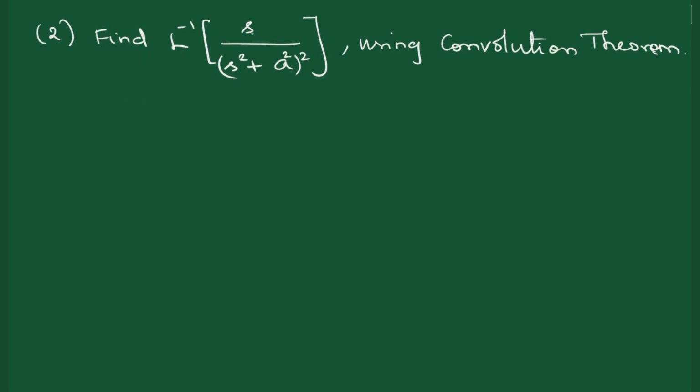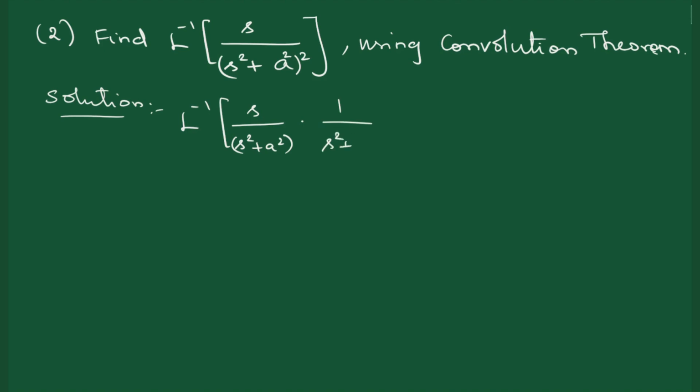Find L inverse of s by (s square plus a square) the whole square using the convolution theorem. So first let us split the function as a product of two terms. One term is s by s square plus a square, and another term is 1 by s square plus a square.